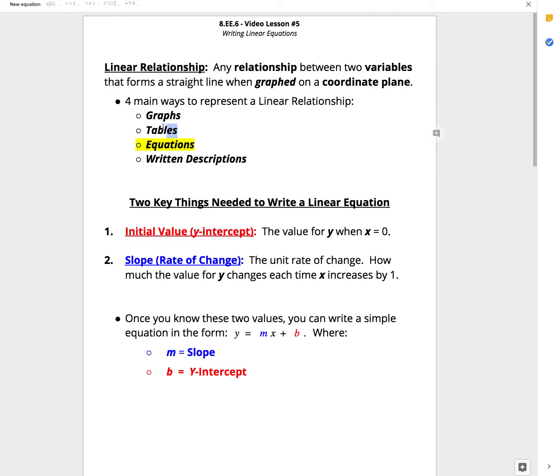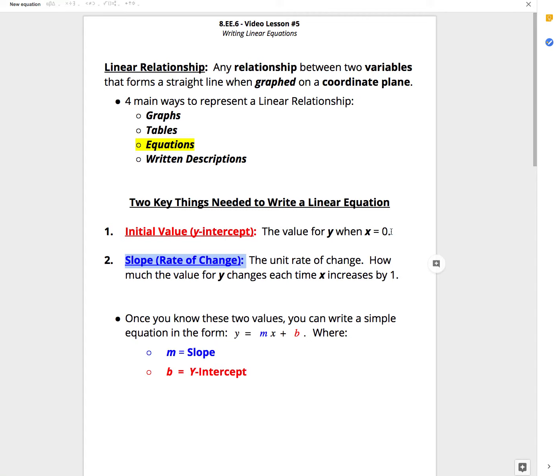So far we've been working a lot with graphs and tables. This video will focus on how we can take what we know about linear relationships from graphs and tables and create an equation. There's two key things we need to know to write a linear equation. Those are the initial value, the y-intercept, and the slope, what we could also call the rate of change. We've worked on finding this information for both graphs and tables.